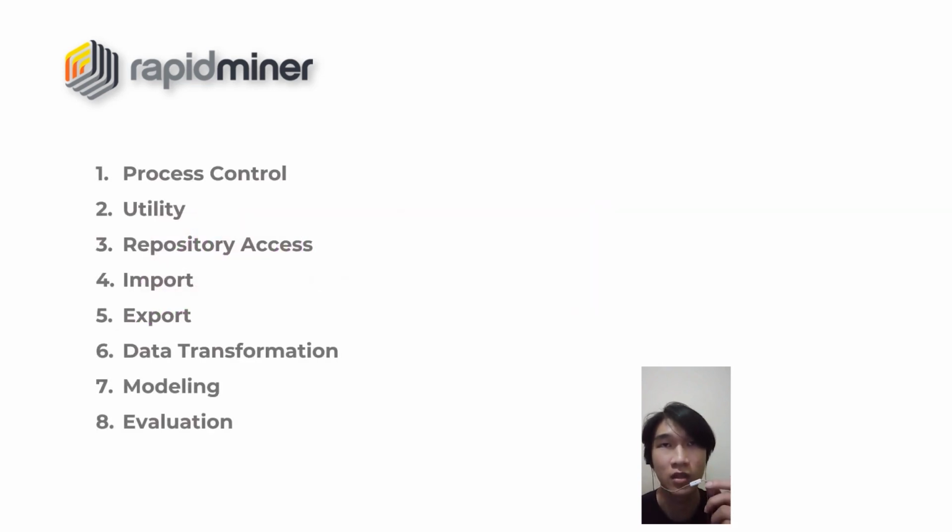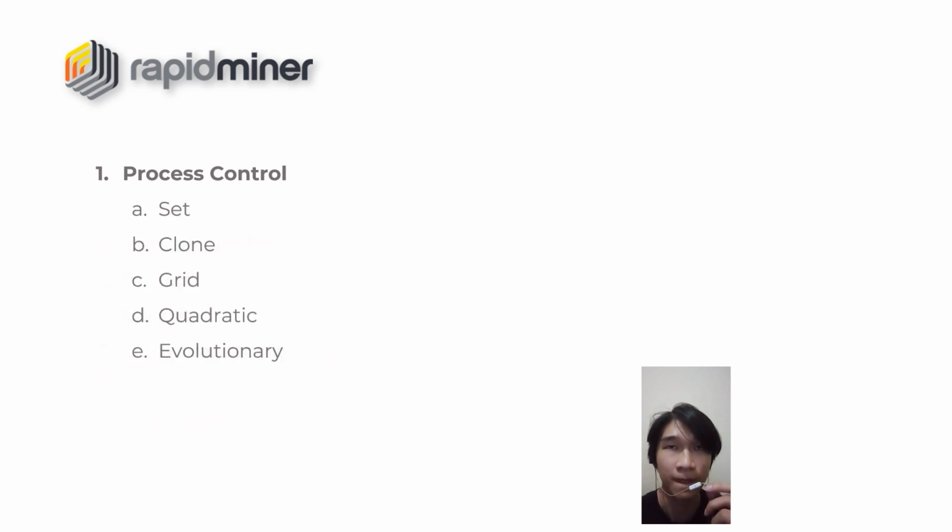The first one is process control. This operator function is the root of the process, which has 5 parameters that can be selected, namely set. Parameter set takes a set of parameters as input. Operators such as optimize parameters, create, or read parameters can be used as a source of setting parameters.